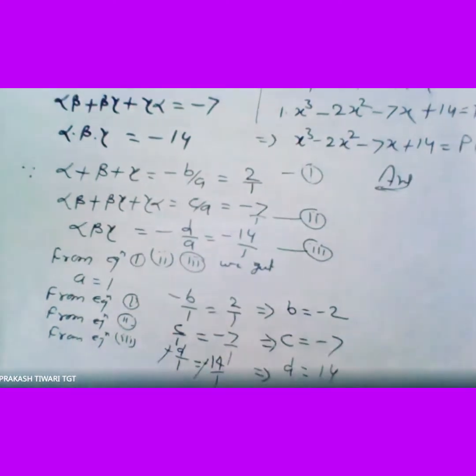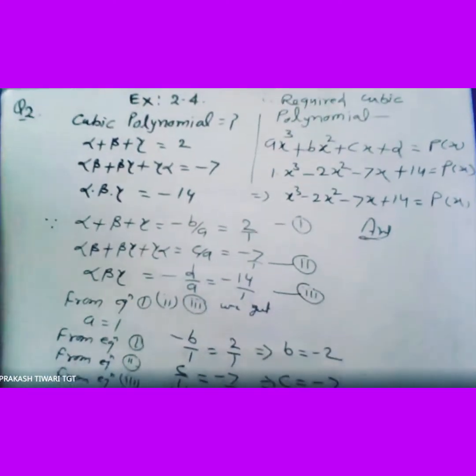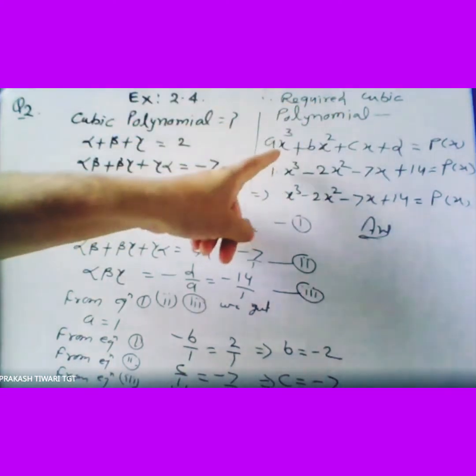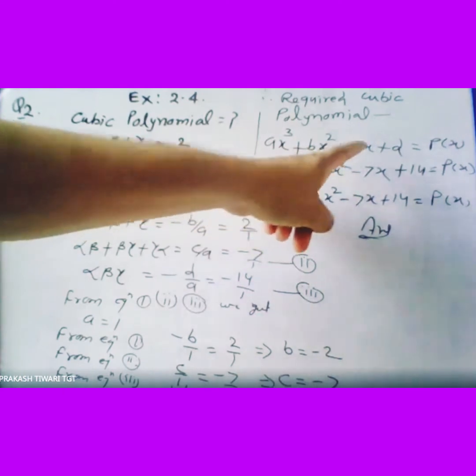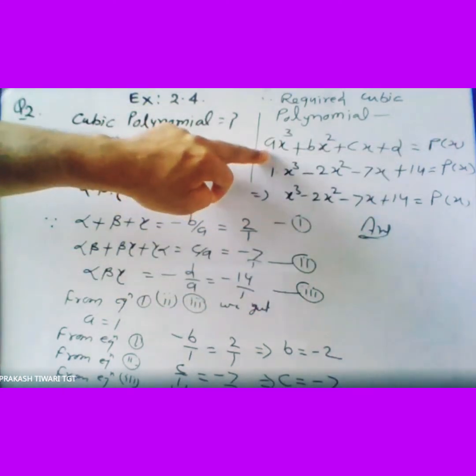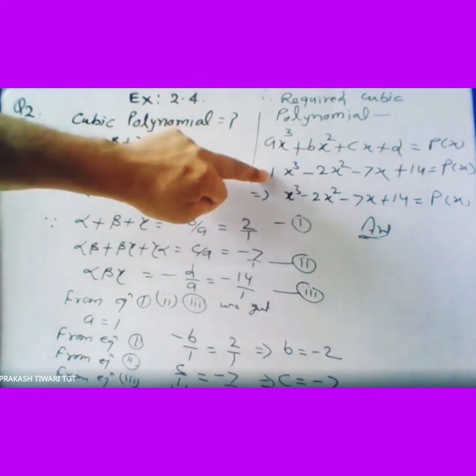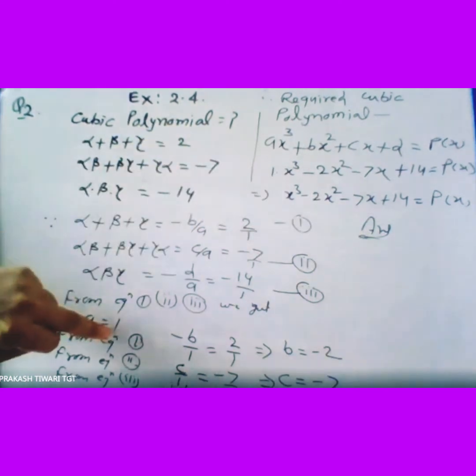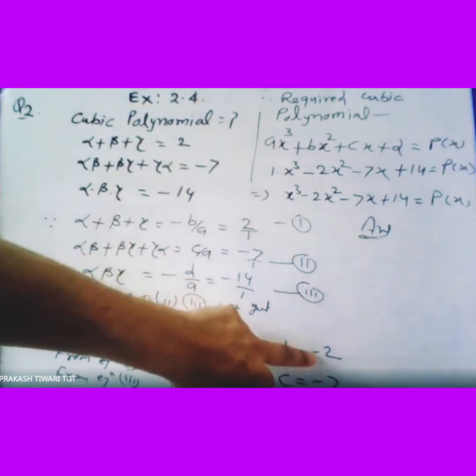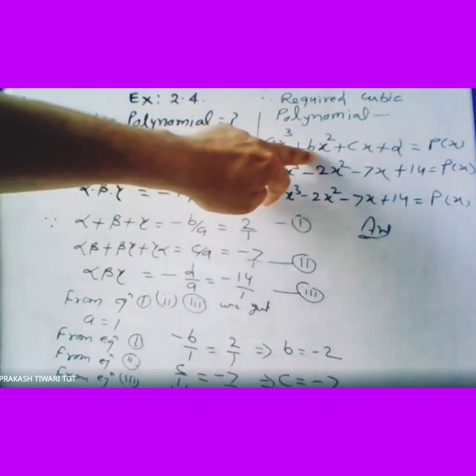तो इस तरह से आप देखिएगा मैंने यहाँ पे क्या लिख दिया required cubic polynomial ax cube plus bx square plus cx plus d. This is the standard form of cubic polynomial. And now put the value of a is 1. So here you put 1. And now b is minus 2. So here you will put minus 2.